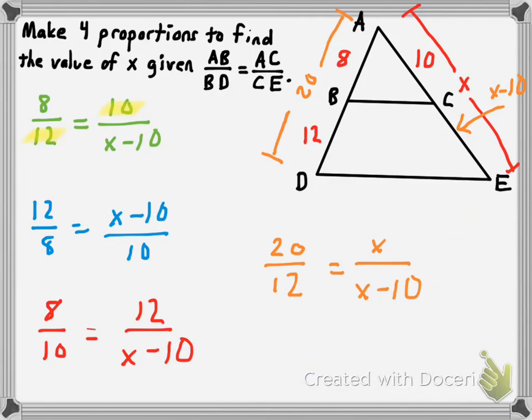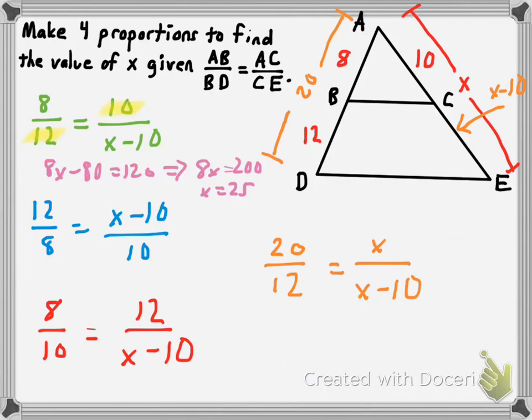All right, so let's start with the first one that we made, that 8 is to 12 as 10 is to x minus 10. If we cross multiply, you see how we would get 8x minus 80 equals 120. All right, and so that would give us 8x equals 200. So x equals 25.